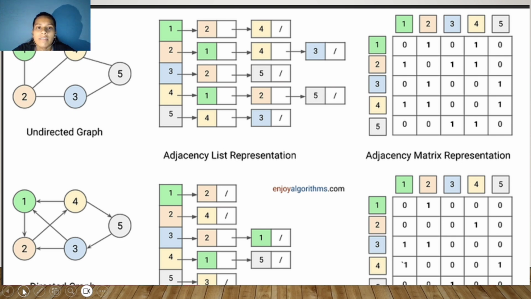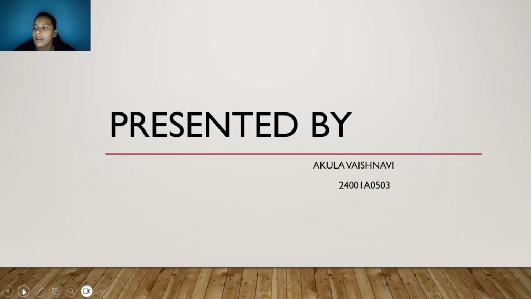In the other representation, we give the values in the form of a list, so it is called an adjacency list.